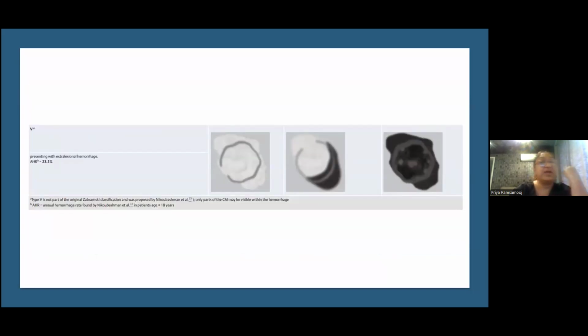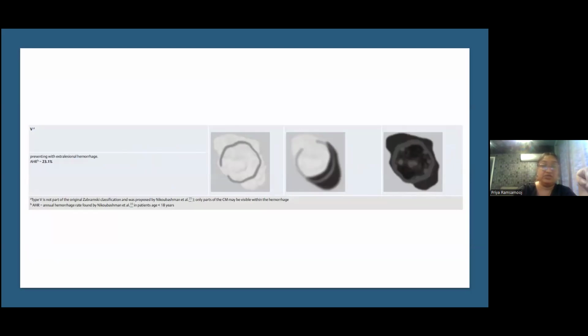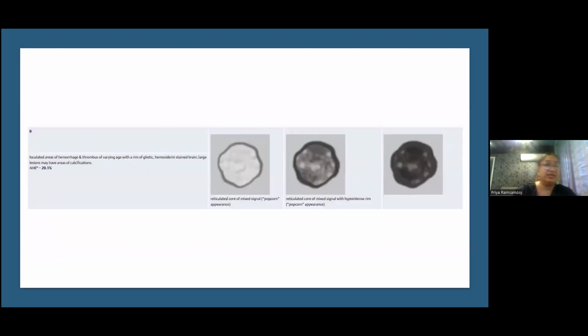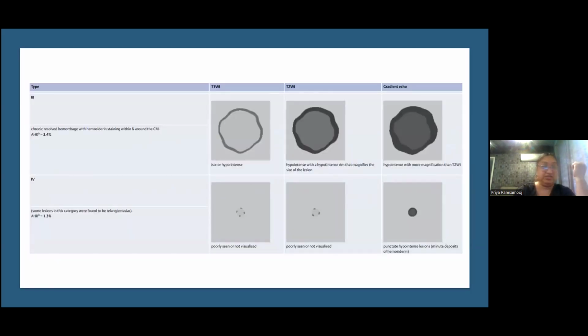And then grade 5 is where they present with extra lesional hemorrhaging, and you see the hyperdense, okay? So we've seen grade 1 to 5, and what does that mean for us? Like I said, using the standard definition of hemorrhage that we would have discussed earlier and this classification scheme, what it means for us is we can then stratify high risk, intermediate risk, and low risk. So Zabramski 1, 2, and 5, right? So if you remember 1, 2, and 5, so this was 5 where you actually bled, right? And then this is 1, right? Where we saw that rim of hemosiderin, and 2, the popcorn calcifications that we see.